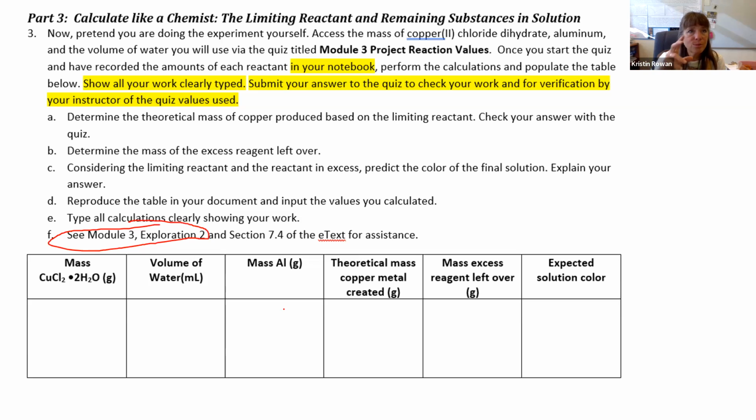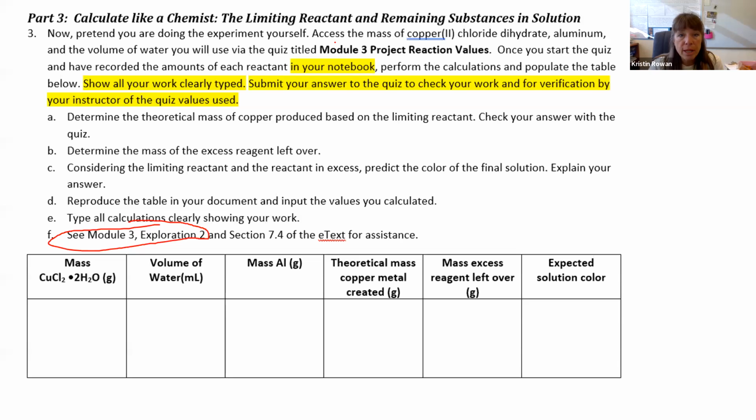So I really want to encourage you to go look at this module 3 exploration number 2, because there is a little, they call them an exploration, where you just click through it, and it talks about these calculations and how to do these calculations for this experiment, for this project. So what do I ask you to do here?